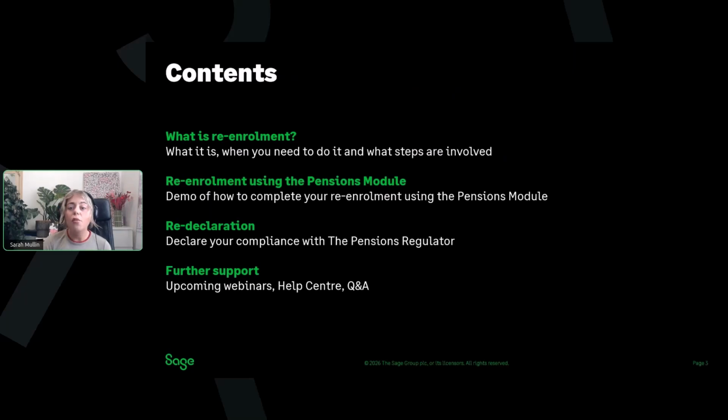So we'll start off with what re-enrolment actually is, what it means, when you need to do it, and the steps involved. We'll then move into the practical part. So re-enrolment using the pensions module, where we'll look at a practical demo on how to complete that. After that, we'll take a quick look at redeclaration, so how you declare your compliance with the pension regulator and the timescales around that as well. And we will finish off with further support and questions as always.